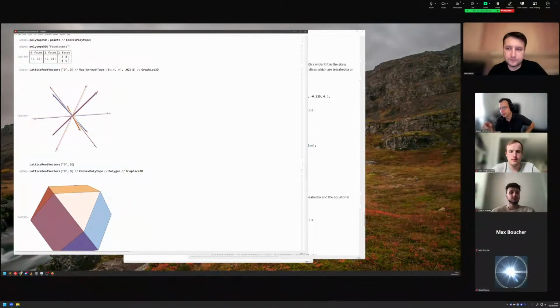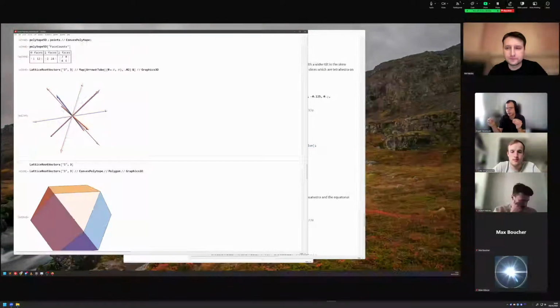But generally, this is a crystallographic thing. If you start with one vertex and you add one of these root vectors, you'll get another vertex, and you can keep going like that, and then you'll get a crystallographic set of points.